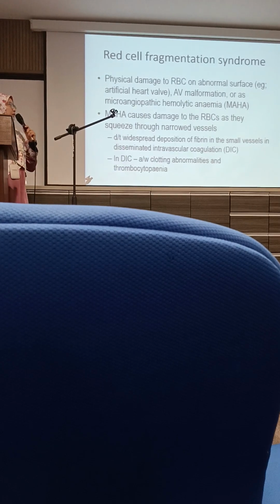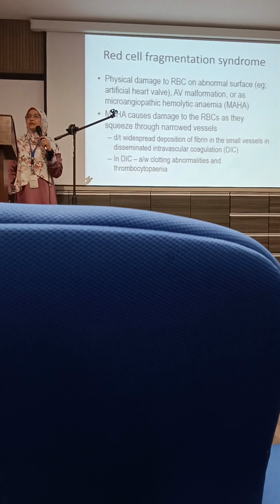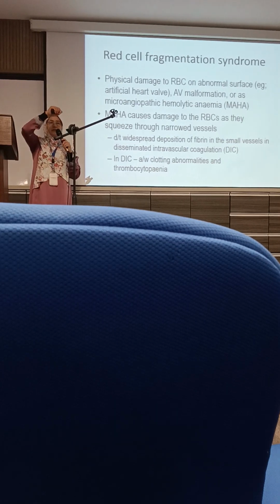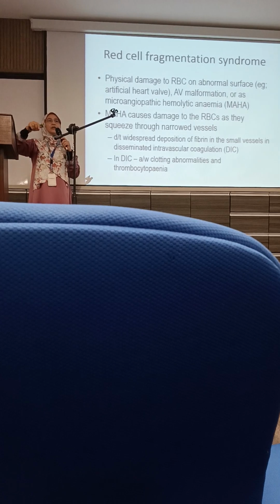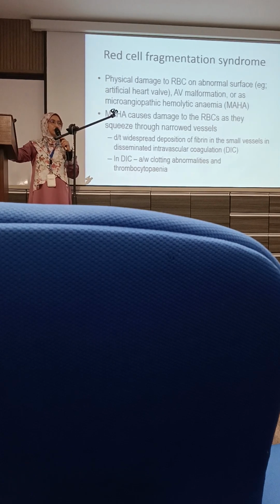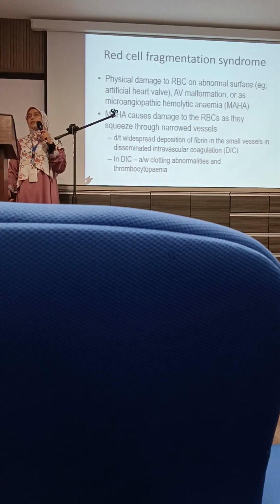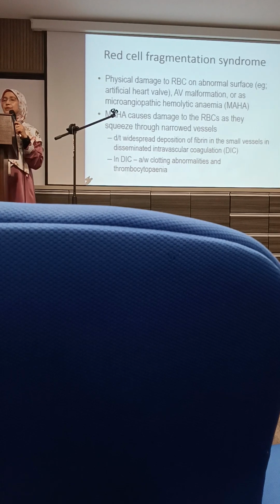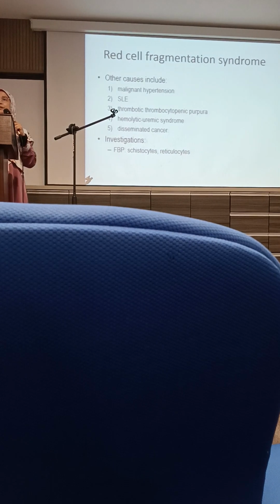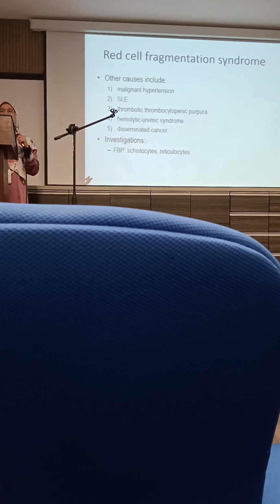So in MAHA, basically what happens is it cause damage to red cells because in DIC you have a lot of fibrin strands in the vessels. Because you have disseminated intravascular coagulation. Bila ada coagulation, dia ada fibrin strands kan? So the red cells has to pass through these fibrins and will cause hemolysis. And it is also associated with other clotting abnormalities and thrombocytopenia. So other causes ada banyak sebenarnya with fragmentation syndrome like hypertension, SLE, TTP, cancers.